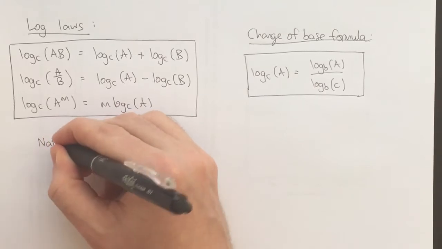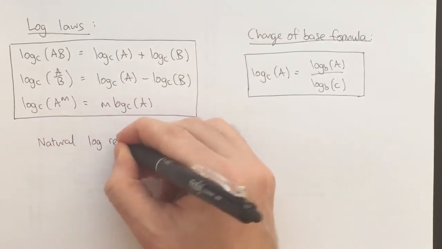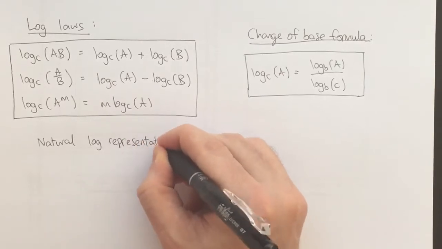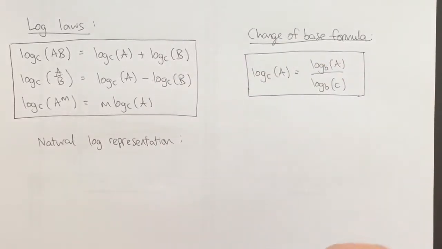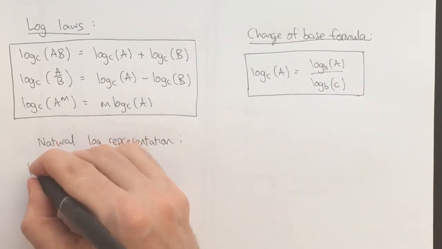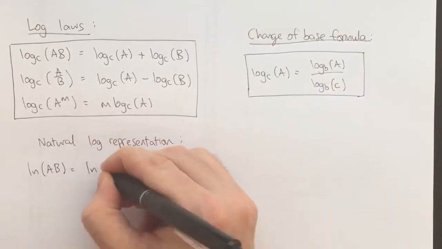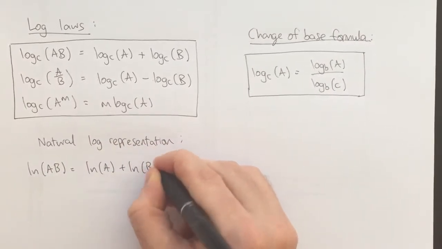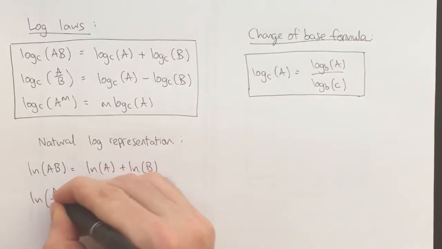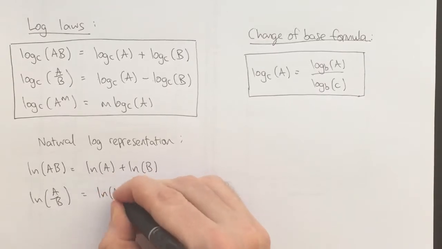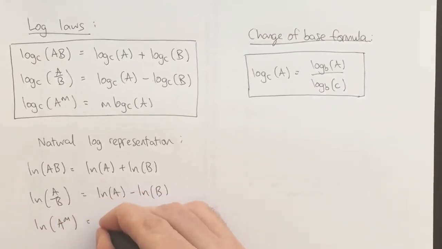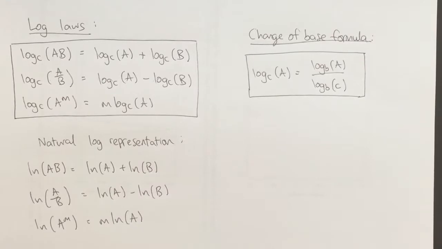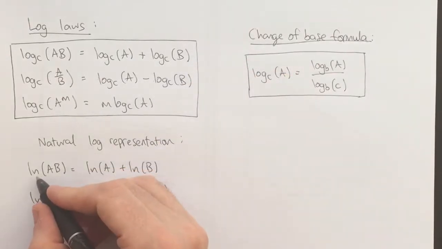Now, there's also a natural log representation of each of these. All these laws apply to the natural log as well. The natural log is just log in particular with base e, but it can look a little different, so I'll rewrite the laws using natural logs as well. So the laws are natural log of ab is natural log of a plus natural log of b. Natural log of a divided by b, that's equal to natural log of a minus natural log of b. And natural log of a to the power of m, that's m times natural log of a. So these are the very same rules as the one above, just written using natural log instead of log to the base c.